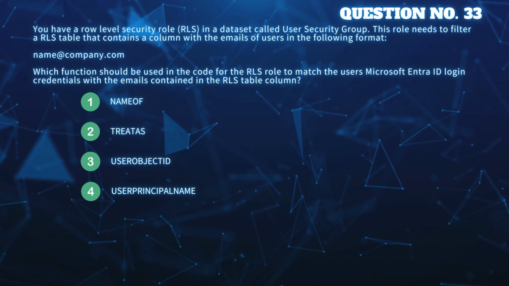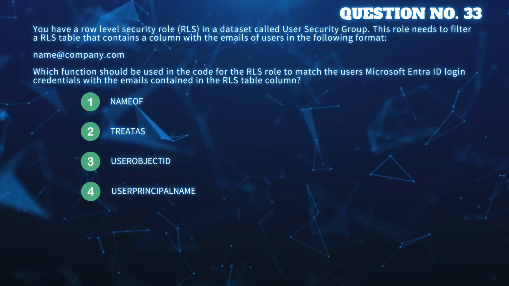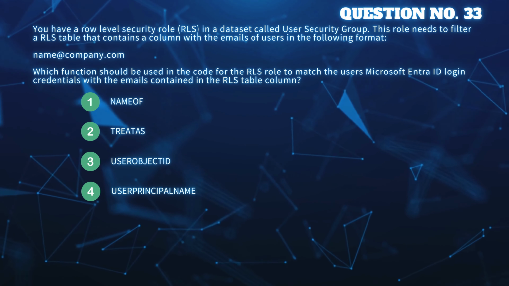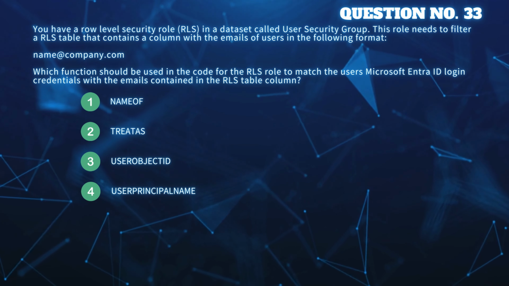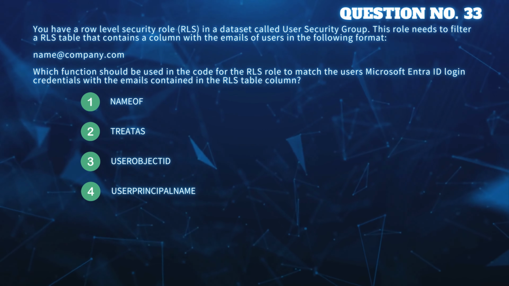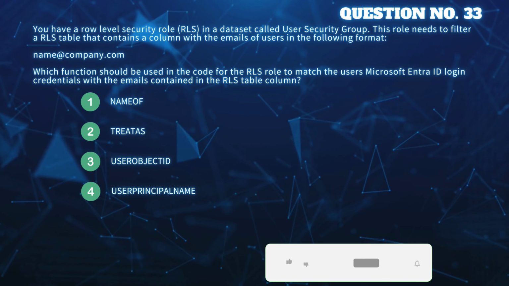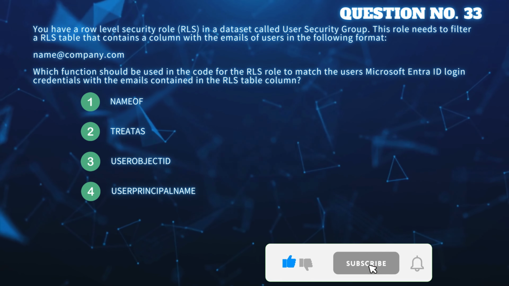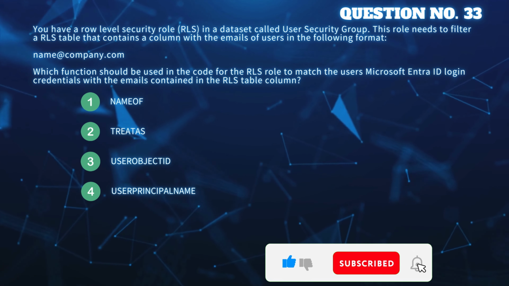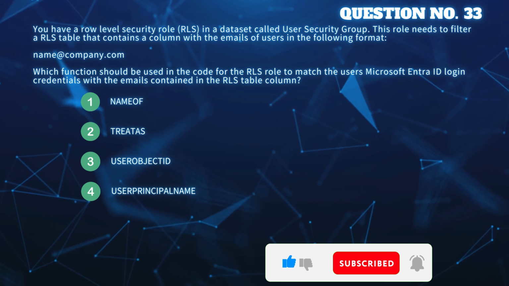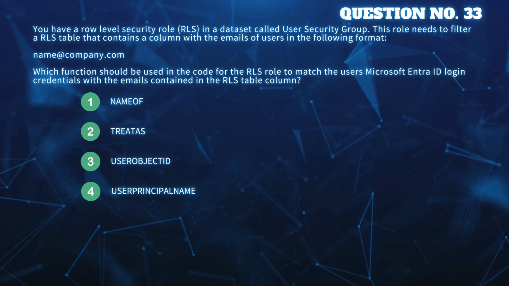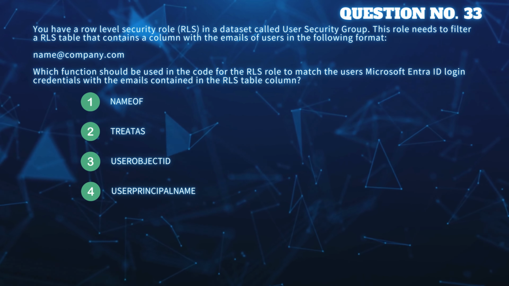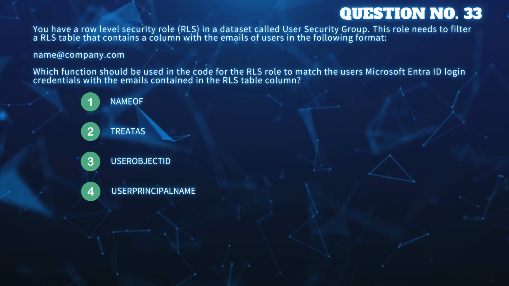You have a row-level security role, RLS, in a dataset called User Security Group. This role needs to filter a RLS table that contains a column with the emails of users in the following format: name@company.com. Which function should be used in the code for the RLS role to match the user's Microsoft Entra ID login credentials with the emails contained in the RLS table column? Option 1, nameoff. Option 2, triadas. Option 3, user objected. Option 4, user principal name.